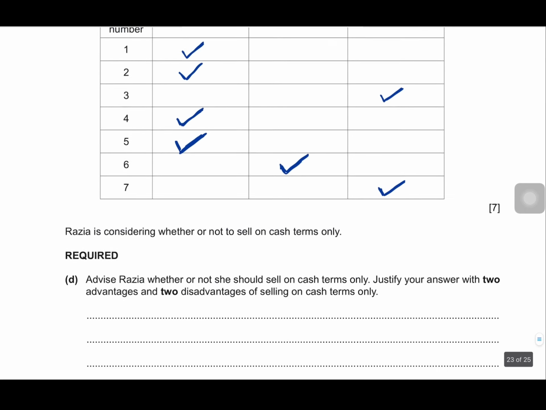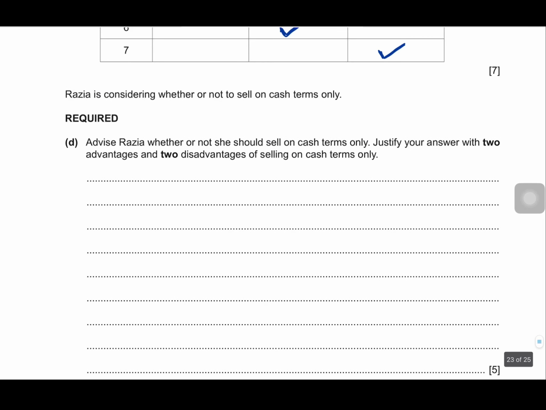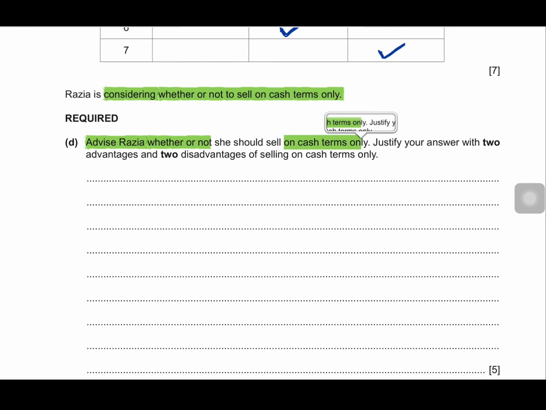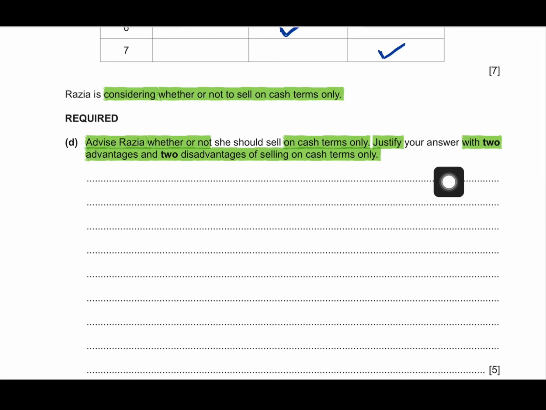Now let's move to the last part, which is part D, and it says Razia is considering whether or not to sell on cash terms only. Okay, so just to sell on cash, no credit terms are allowed. Advise Razia whether or not she should sell on cash terms only. Justify your answer with 2 advantages and 2 disadvantages of selling on cash terms only. So right now you don't have to talk about credit terms, you have to talk about the cash terms.